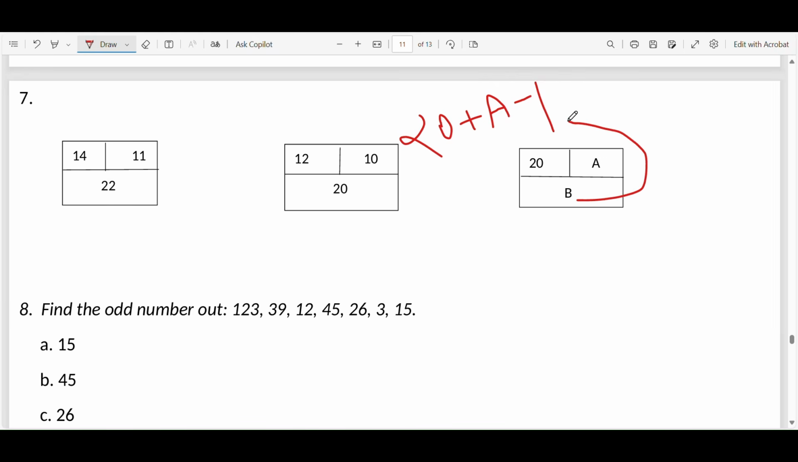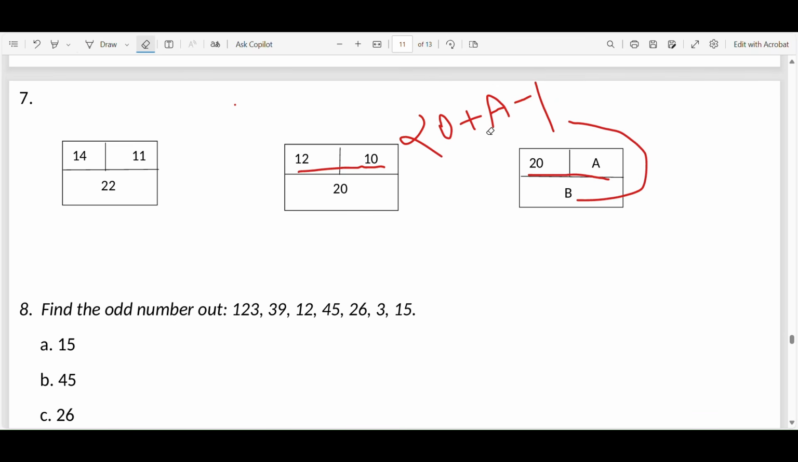Okay, but how do you need to see this? How do you need to find out both of them with one equation? Okay, so now why are we subtracting 3 here? Because 14 minus 11 will give you 3, and here why are we subtracting 2? Because 12 minus 10 will give you 2. So likewise 20 minus A should give you 1. So what is A now?